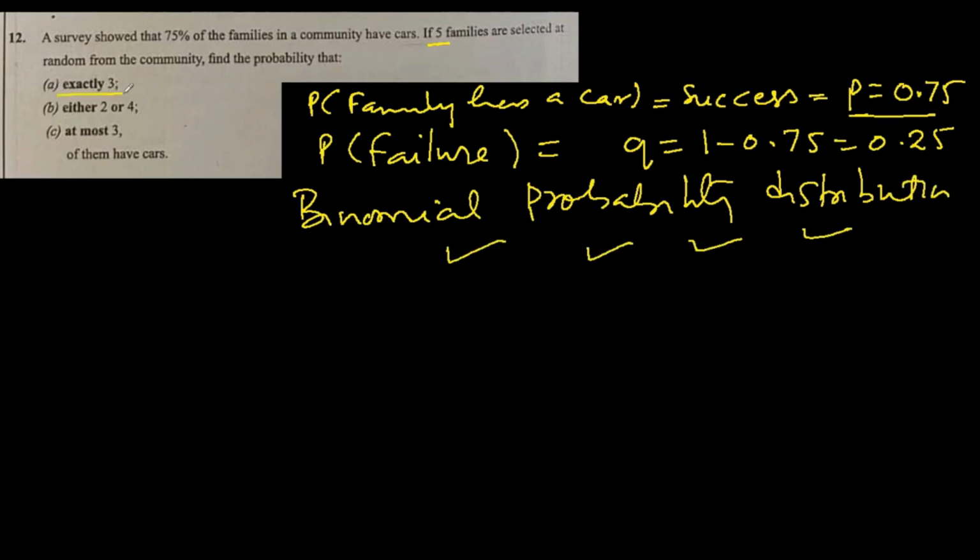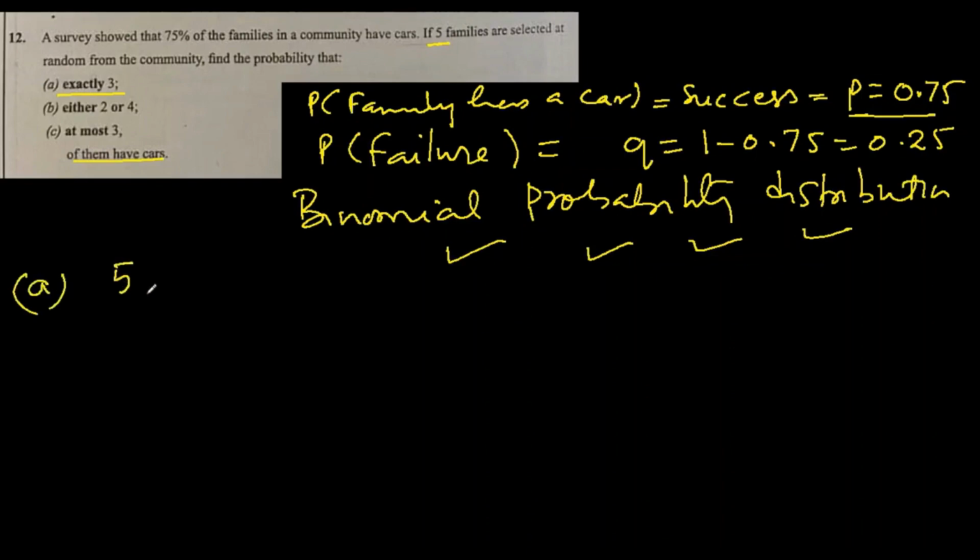They want exactly 3 families with cars, right? If 5 families are selected at random from the community, find the probability that exactly 3 of them have cars. That means we have 3 successes. So the probability will be found like this.